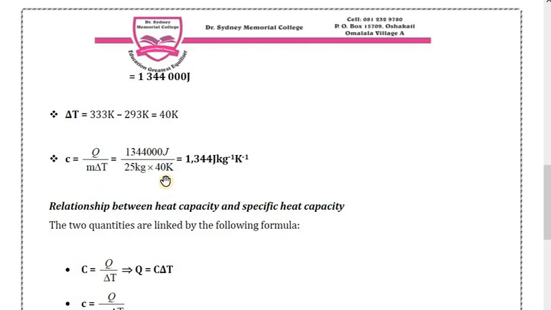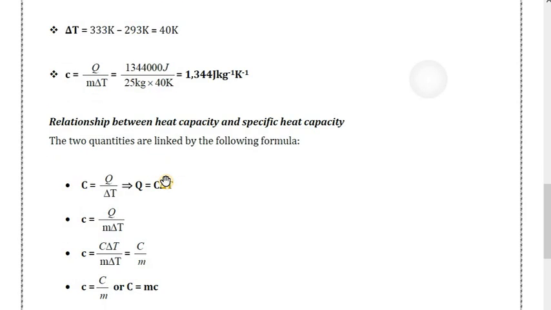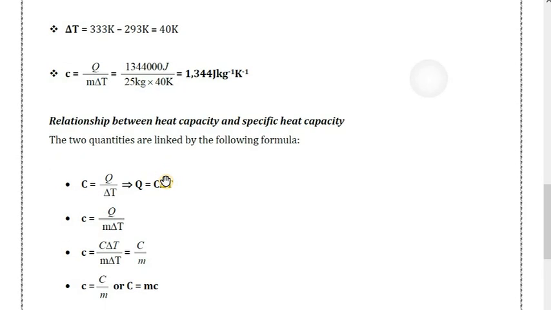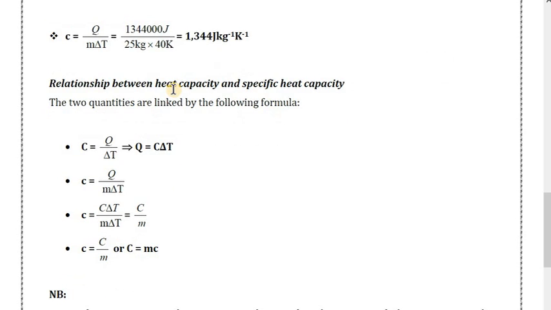And when all is said and done, and you do that calculation properly, you get your answer as 1,344 joules per kilogram per Kelvin. Per kilogram per Kelvin, because you have divided by a kilogram and you have divided by a Kelvin. Understand, please, why you say per kilogram per Kelvin.